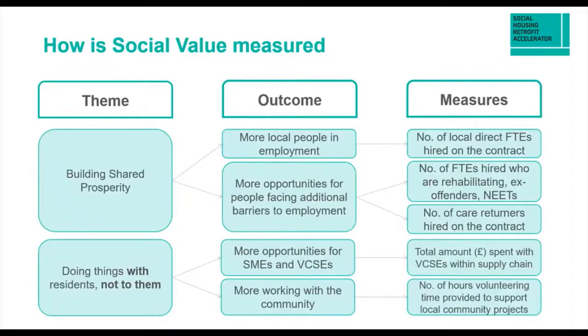So how's social value measured? Well, there's a whole range of different ways. This is an extract from TOMs, which works on the basis of a theme, an outcome and a measure. Here are just some examples. This isn't by any means telling you what you should do, but just giving you an example of how you might approach a TOMs-like methodology. On the left we've got a couple of themes: building shared prosperity, how do you implement that, and doing things with residents, not to them. They're quite usual themes that people have, to make sure that they've got that connection.